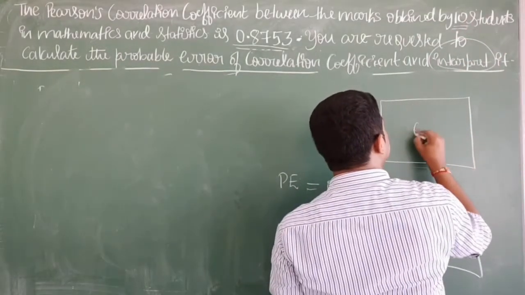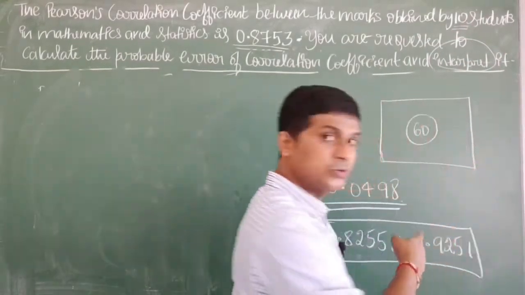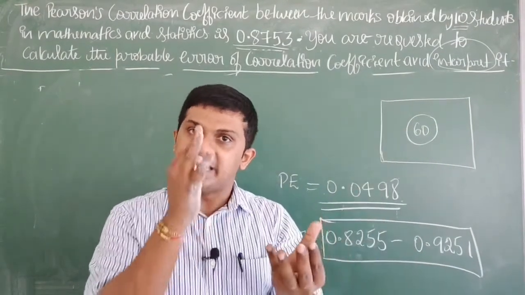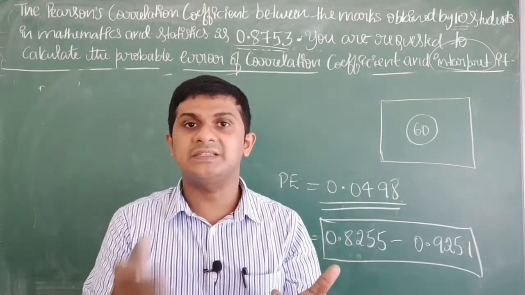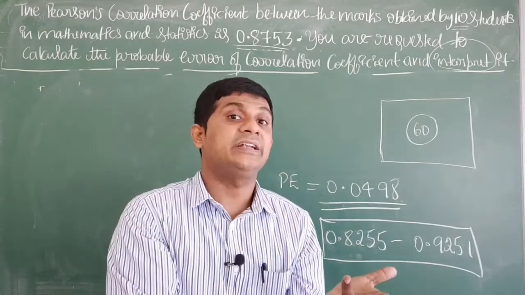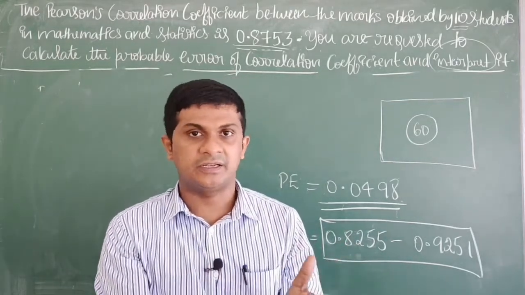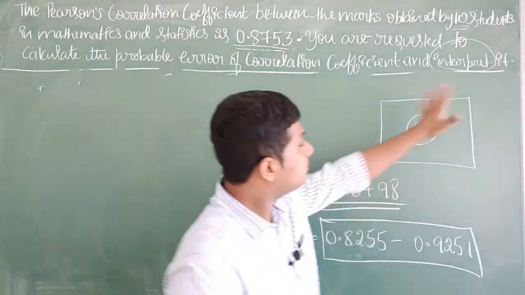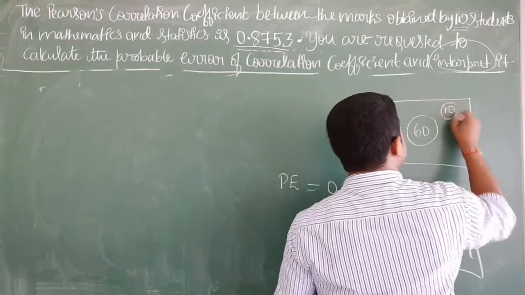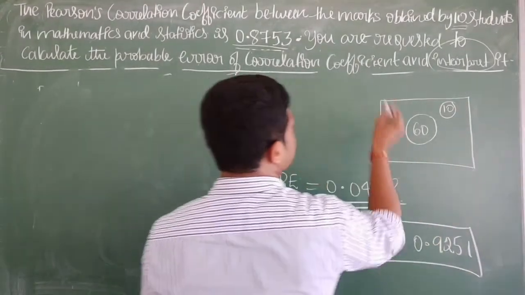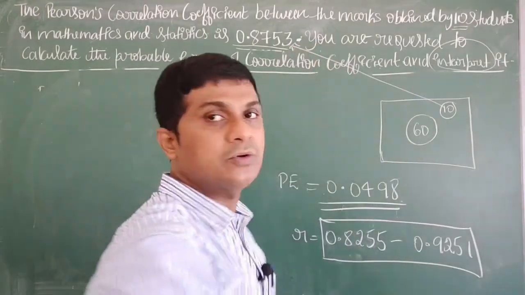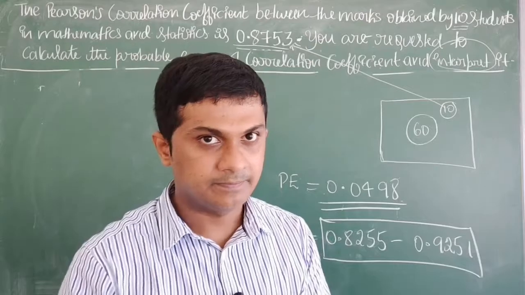Let me assume that to calculate this value of 0.8753, I have taken these 10 students from a class, and the class contains around 60 students. Since it will be difficult for me to collect the marks in mathematics and statistics of all the 60 students and then calculate the correlation coefficient, what I have done is, from the population of 60 students, I have taken 10 students, and using their marks in two subjects, I have calculated a correlation coefficient which is equal to 0.8753.